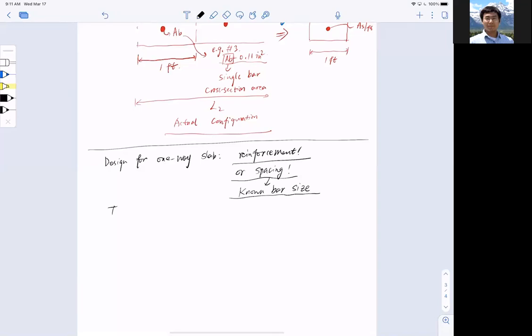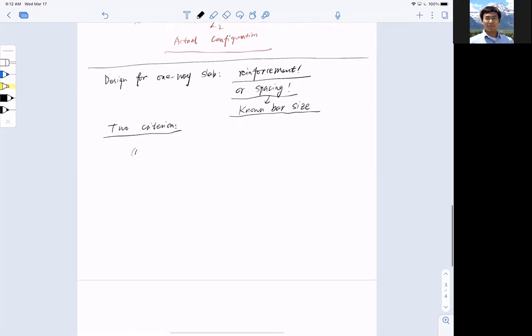There are two critical criteria. Very important, two criteria. Number one is that we need to design for reinforcement required by flexure strength. That means bending, so you have to provide a reinforcement spacing for bending, like we did for the normal flexure beam design.